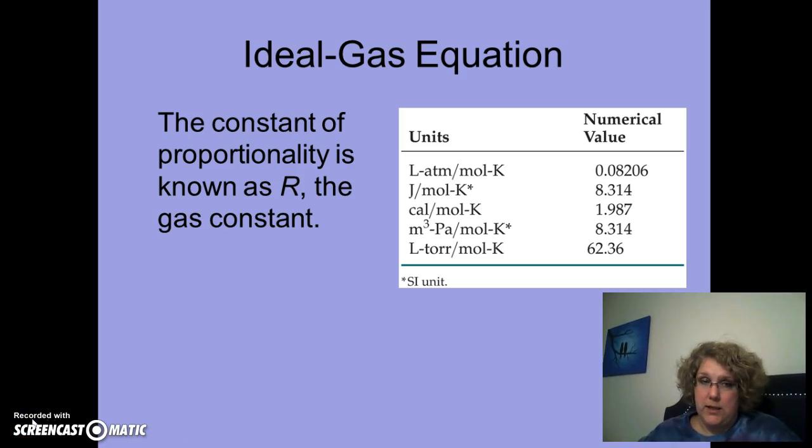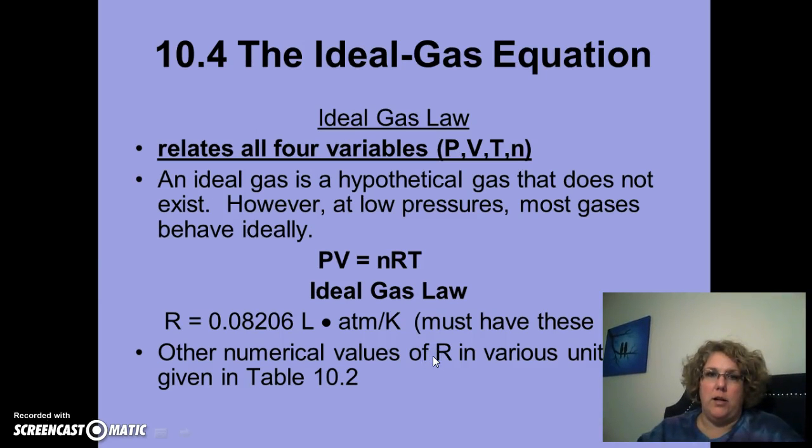Say that again. As long as our pressure is in ATM and our volume is in liters and our temperature, of course, always has to be in Kelvin, then R is equal to 0.08206. All right, so here we are. The ideal gas equation is awesome because it relates all four variables. The thing is there's no such thing as an ideal gas, okay? An ideal gas is a hypothetical gas that doesn't even exist.